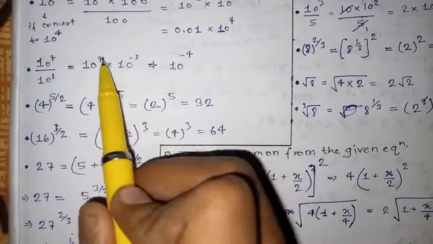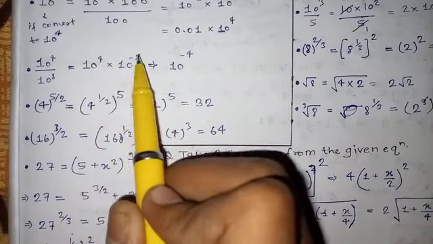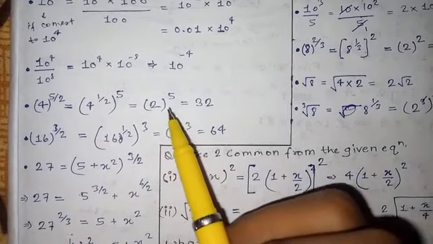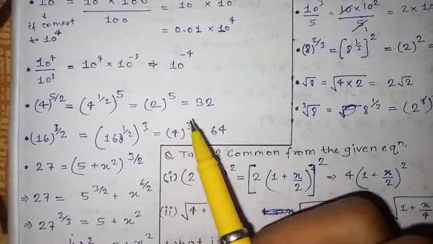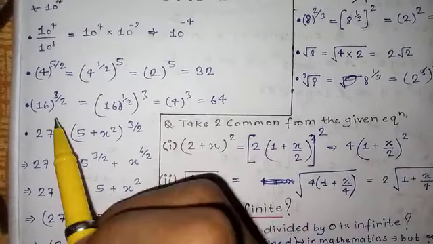We will add both powers because the base is the same. After adding, we will get minus 4. You know those whole steps, but at least once you have to understand them, because these are the fundamental things you need to know, and that will make your base stronger.